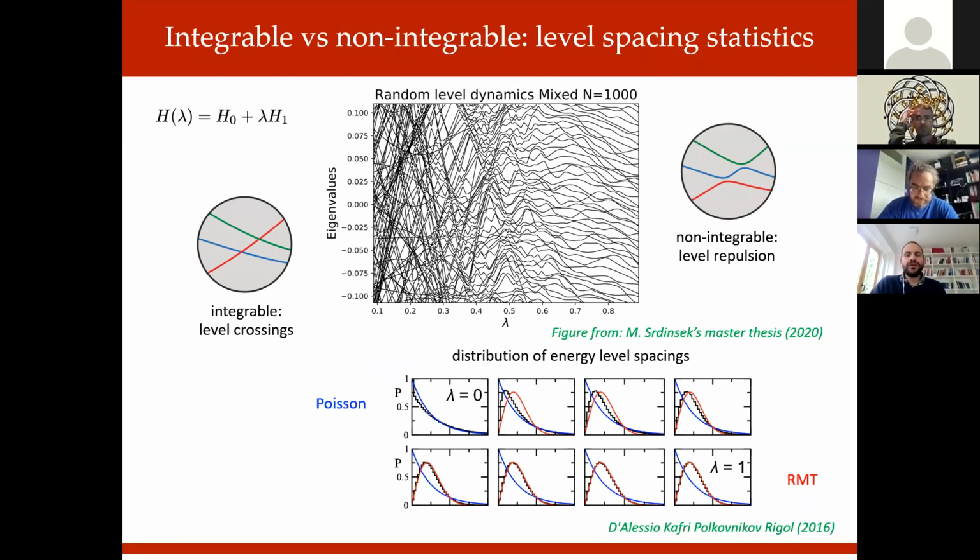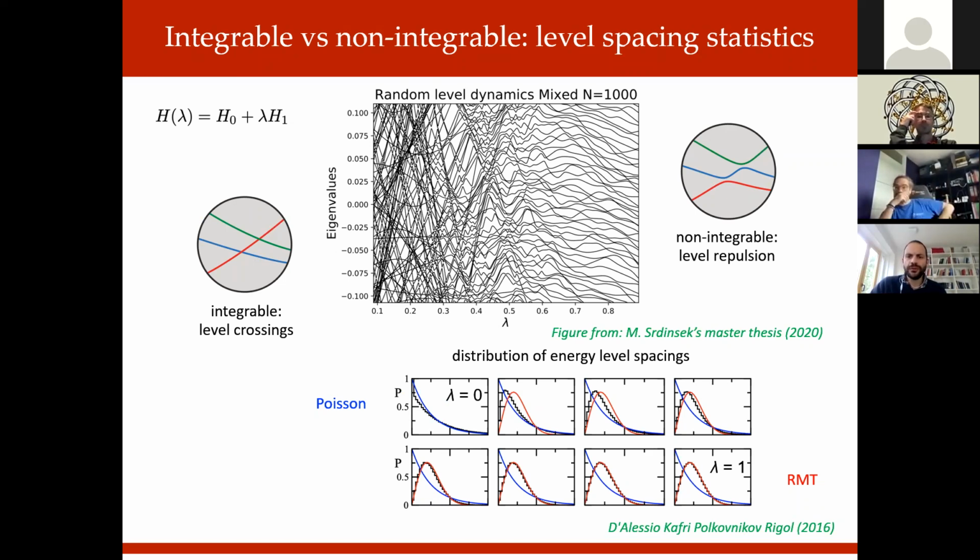As a brief summary of our findings, let me start with a general slide about what is integrable and what is non-integrable, and how we distinguish quantum many-body systems based on characteristics of their spectral statistics. This, of course, everybody knows. Integrable models exhibit level crossings, while non-integrable models exhibit level repulsion.